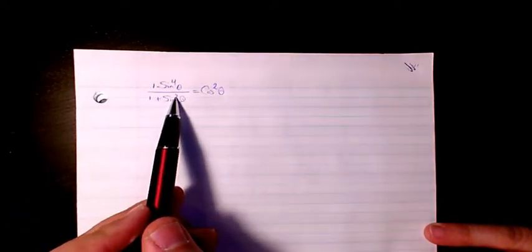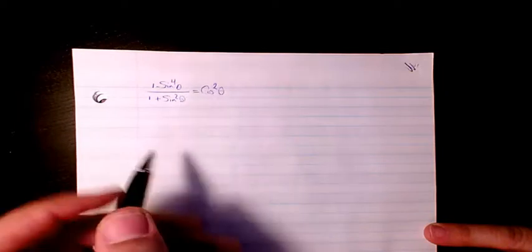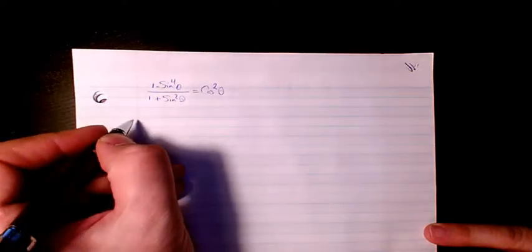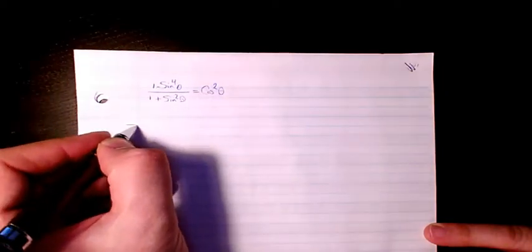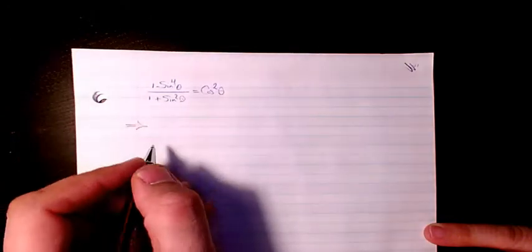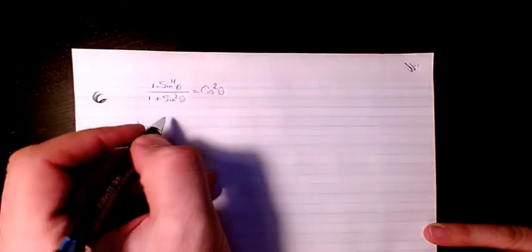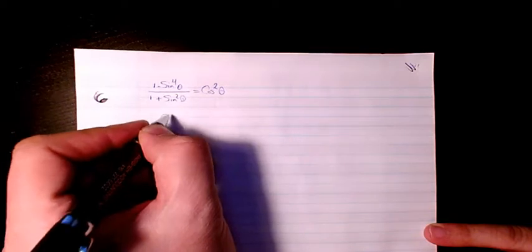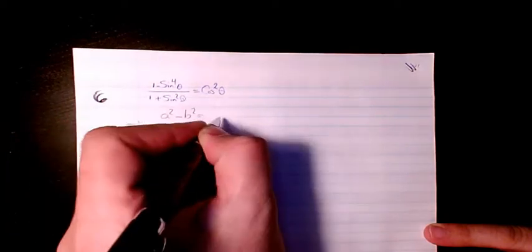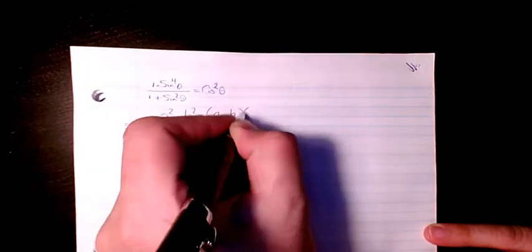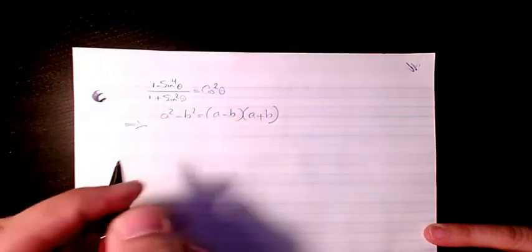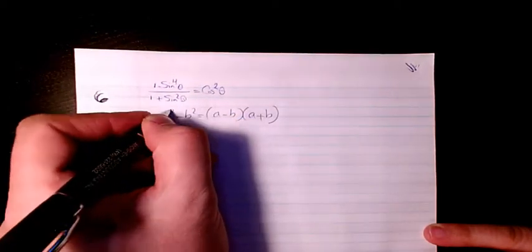In this video we have (1 − sin⁴θ) / (1 + sin²θ) = cos²θ. So basically, we have two options to prove that. As we know, a² − b² is equal to (a − b)(a + b). That's the difference of squares.